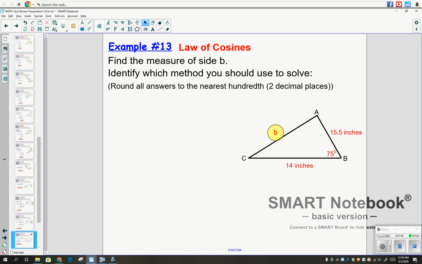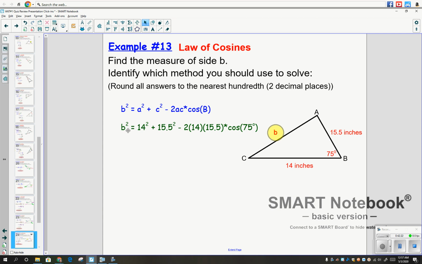I'm going to use the law of cosines. Since I'm solving for side B, I'm going to use the one where B squared equals A squared plus C squared minus 2AC times cosine of B. A is 14. C is going to be 15.5 because it's opposite of angle C. So B squared equals 14 squared plus 15.5 squared minus 2 times 14 times 15.5 times cosine of 75.